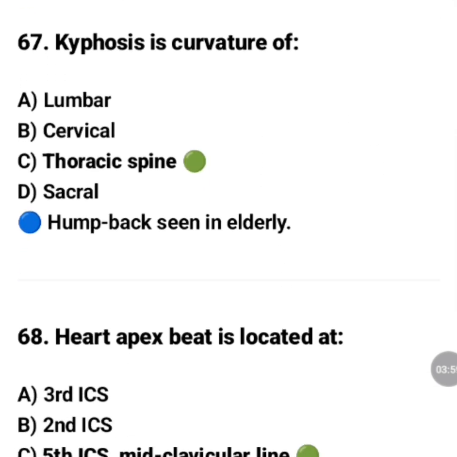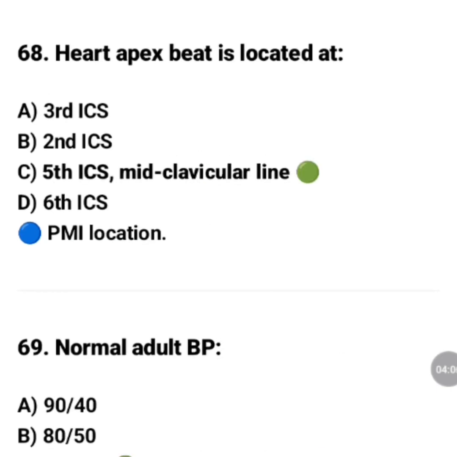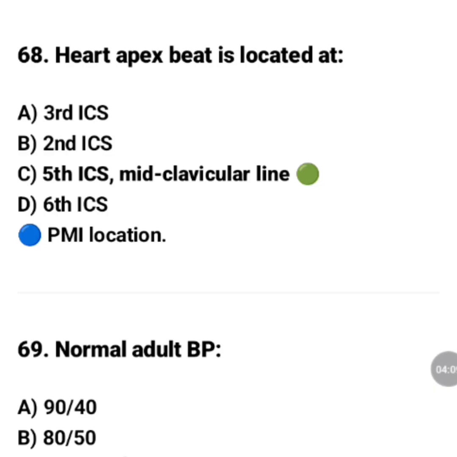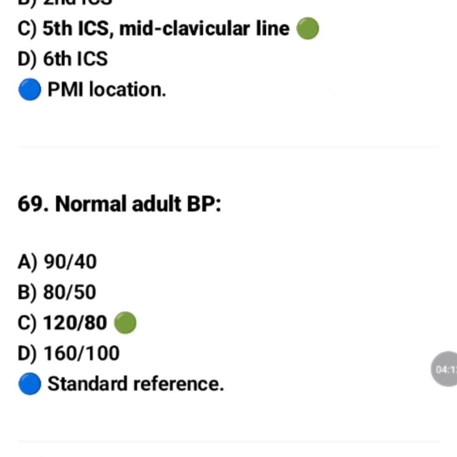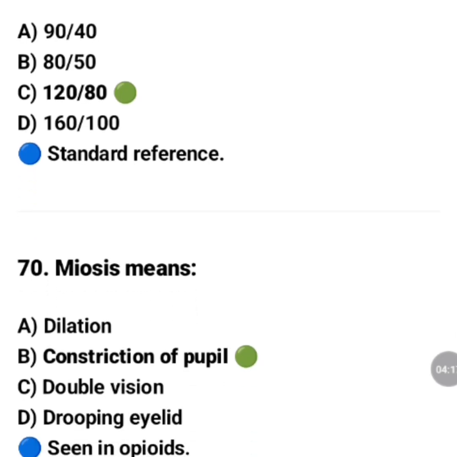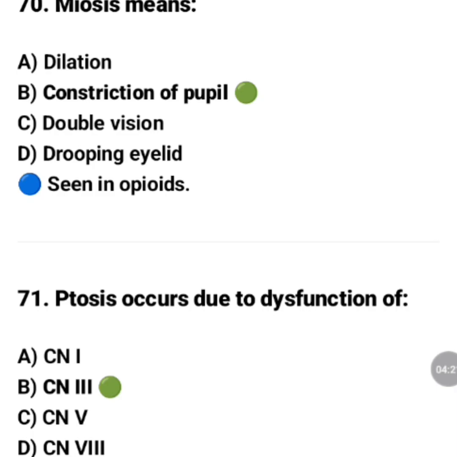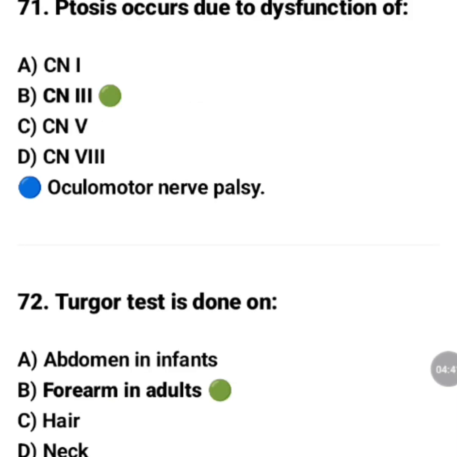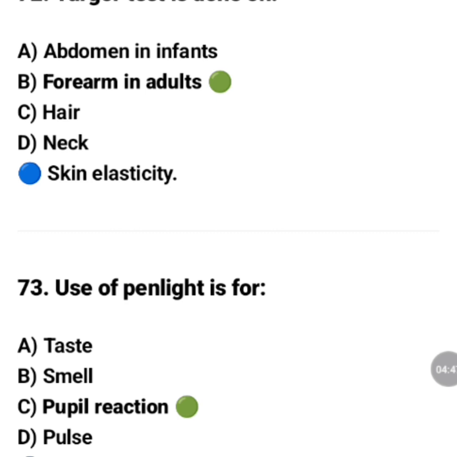Kyphosis is curvature of the correct answer, option C, thoracic spine. Humpback is seen in the elderly. Heart apex beat is located at the correct answer, fifth intercostal space, mid clavicular line. Normal adult BP, the correct answer is 120 by 80 mmHg. Miosis means the correct answer is constriction of pupil. Ptosis occurs due to dysfunction of the correct answer, option B, third cranial nerve. Oculomotor nerve palsy. Patch test is done on the correct answer, option B, forearm in adults.